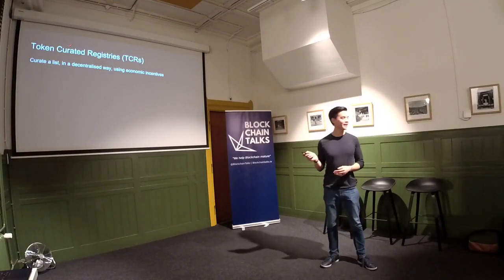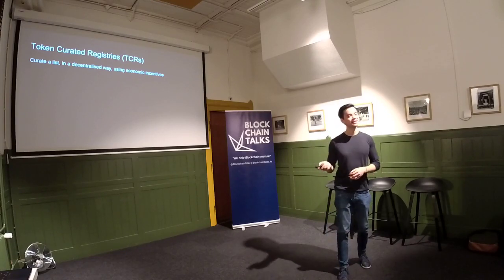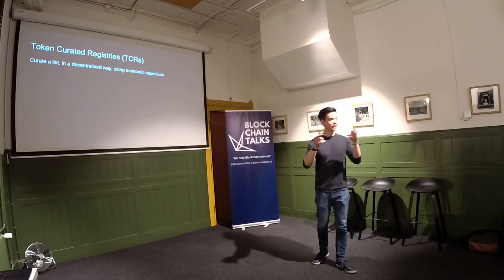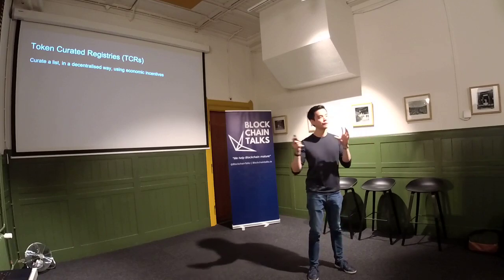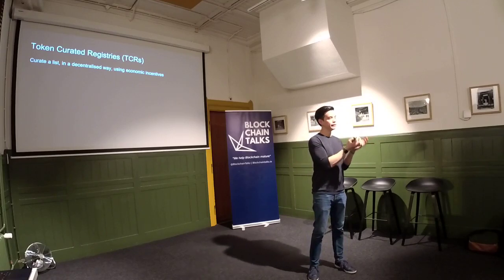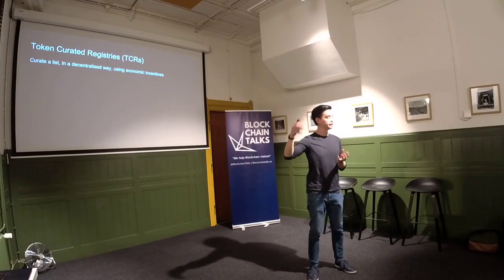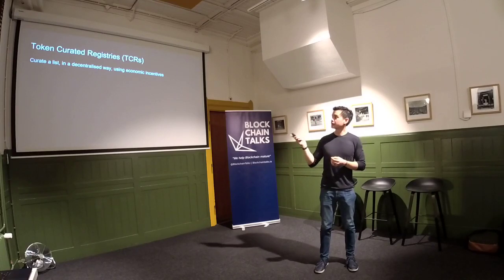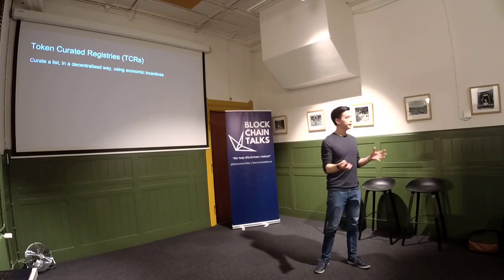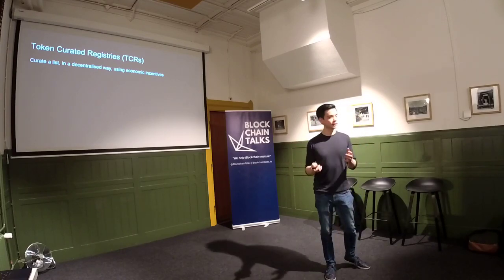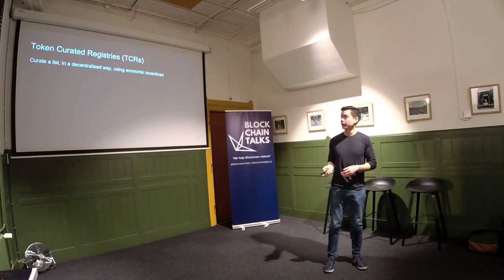So that's where we get to TCRs, token curated registries. When you think of token curated registries, crypto economics and crypto primitives, you can start with bonding curves, which are sort of at the bottom, and then token curated registries, also known as curation markets, come out of bonding curves, right? With token curated registries, essentially we curate a list in a decentralized, trustless way, and we use economic incentives.